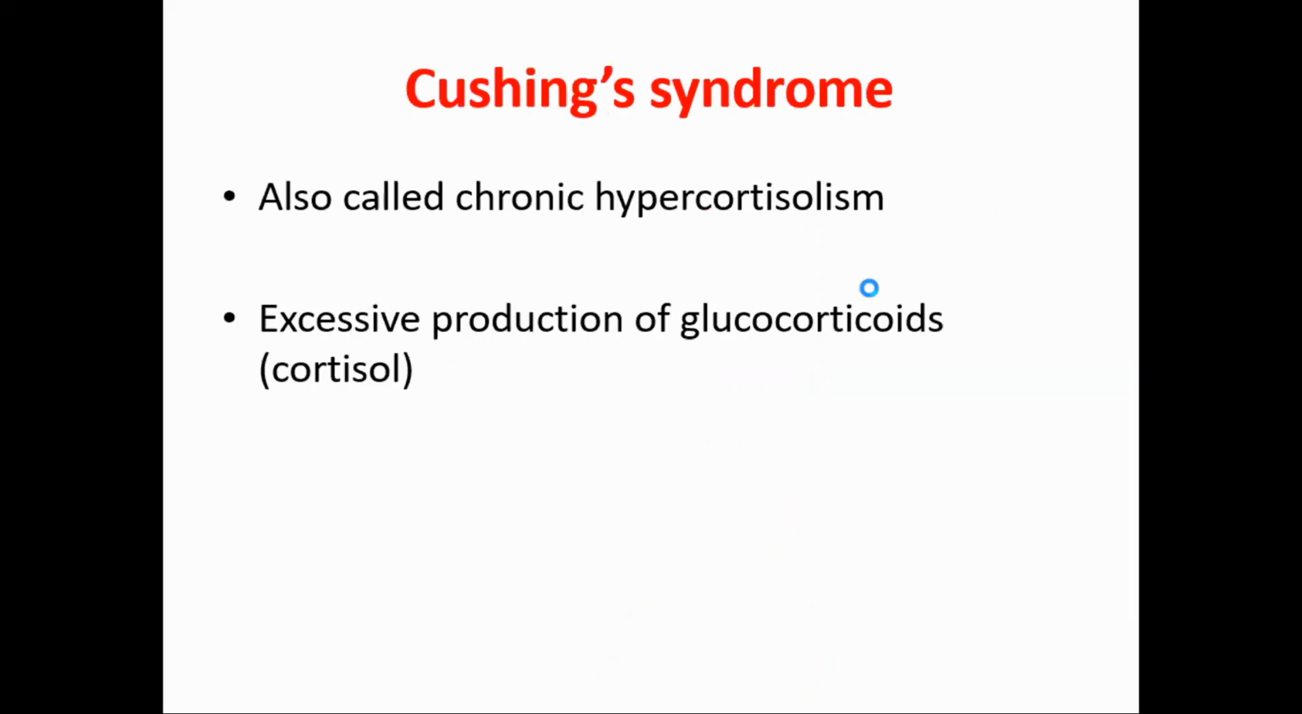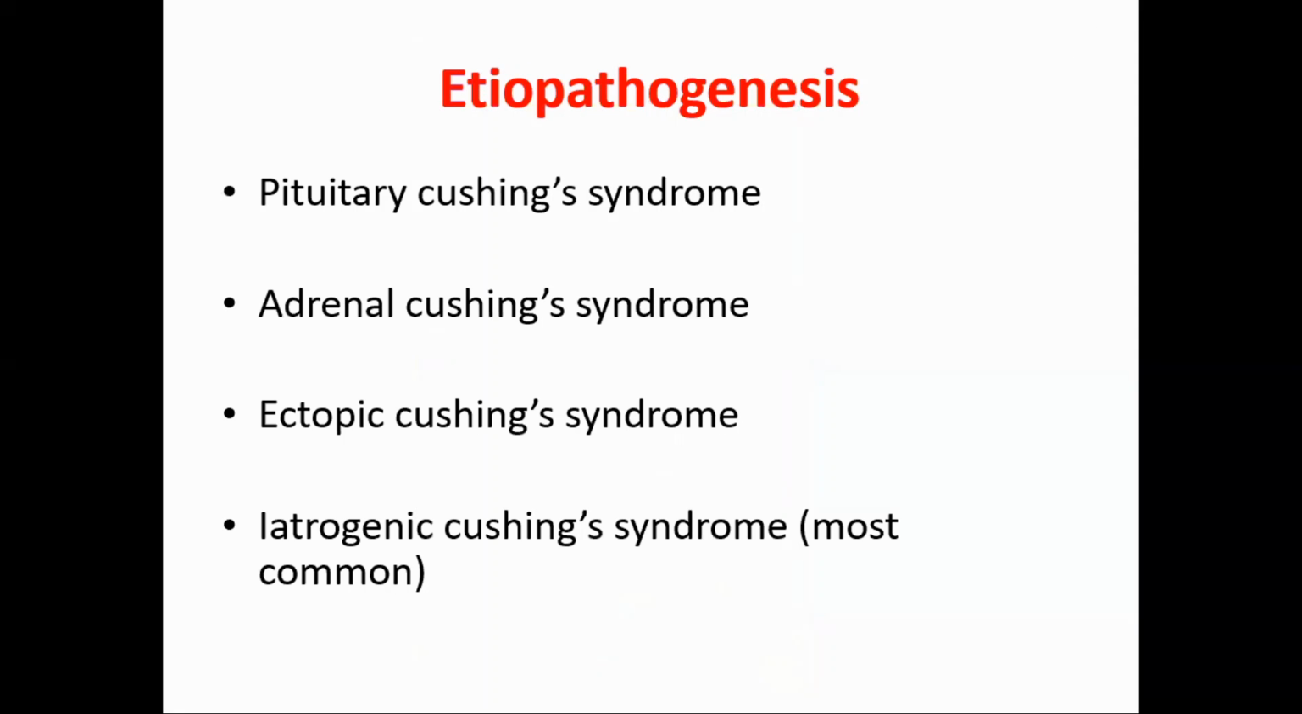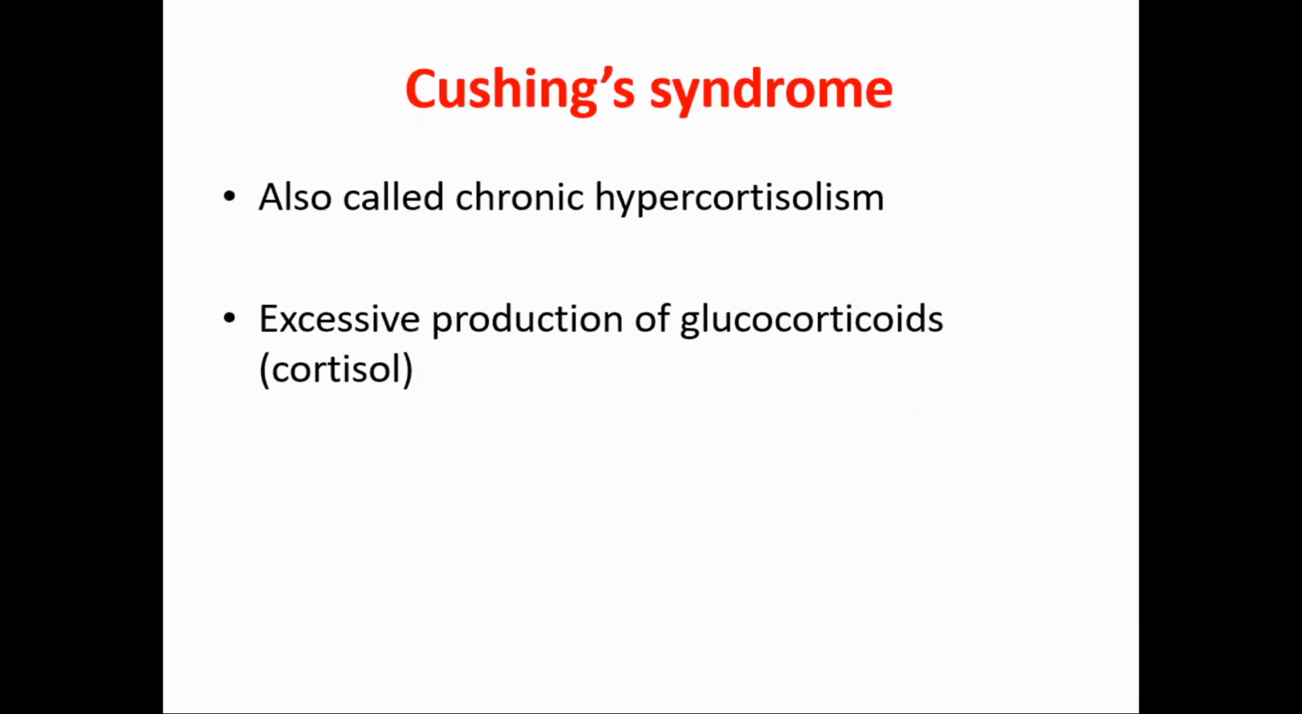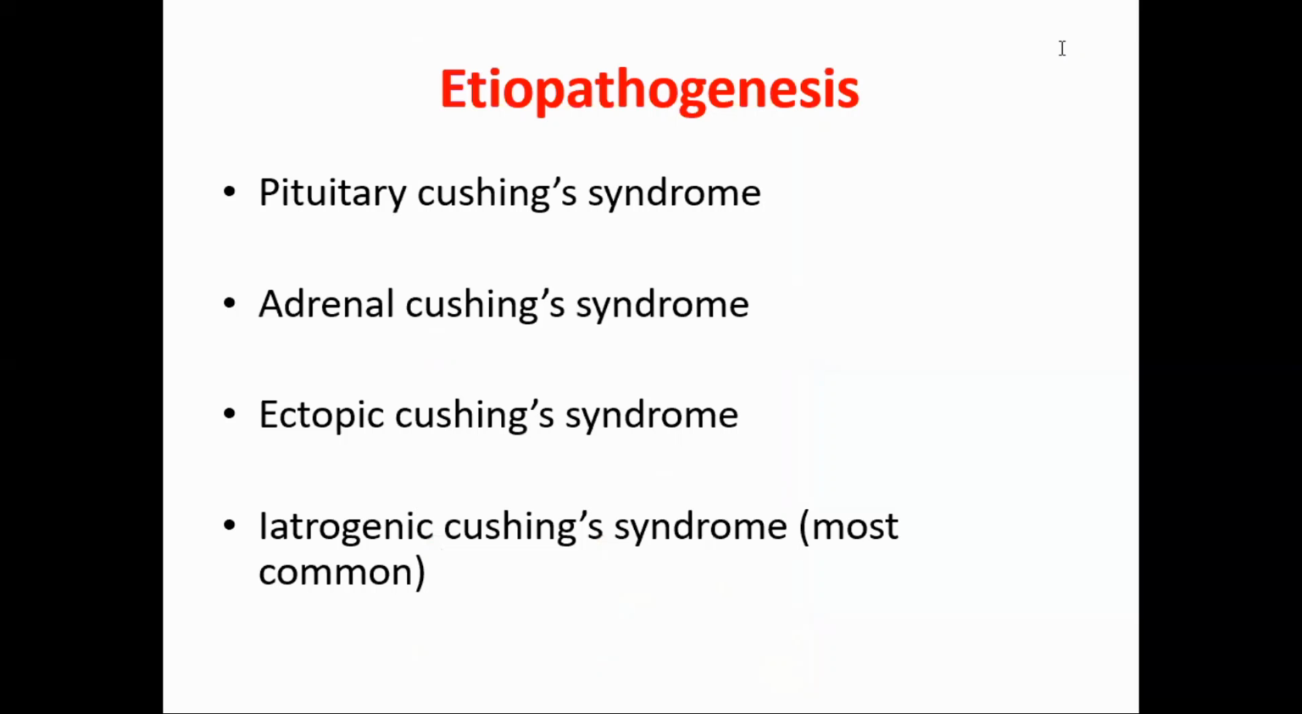So coming to Cushing syndrome, this is also called chronic hypercortisolism. There is excess production of cortisol. This cortisol is a glucocorticoid. It is a chronic hypercortisolism, excess production of cortisol. This Cushing syndrome may be either pituitary, adrenal, ectopic, or iatrogenic. Most common is the iatrogenic.